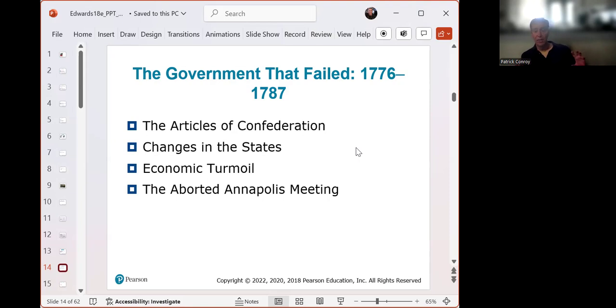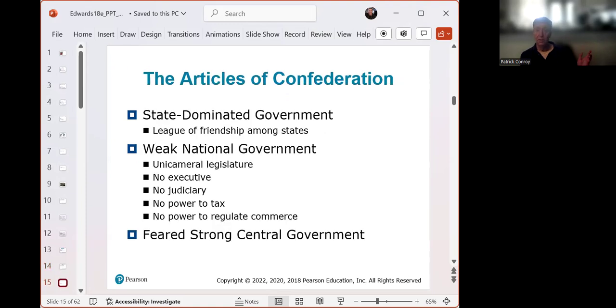A lot going on in the states. There was a lot of economic turmoil because there really wasn't a nation yet. It was really a bunch of states, a bunch of mini nations. And sometimes they would have trade wars with each other, tariffs against each other. A contract entered in one might not be recognized by another one, all sorts of things. It was more of a league of friendship among states. So the states really had the power.